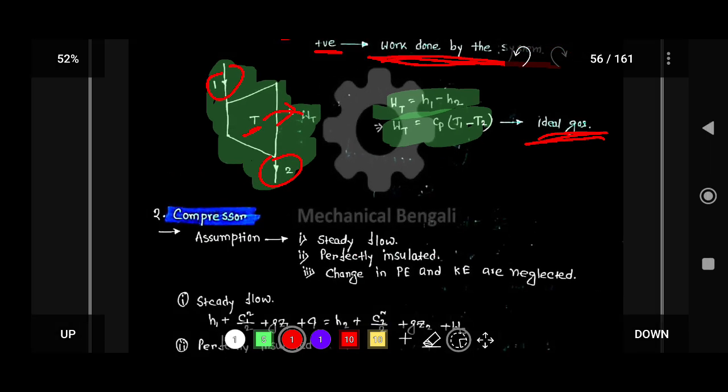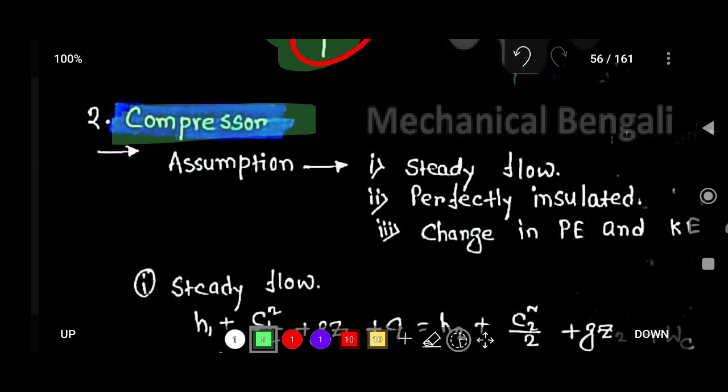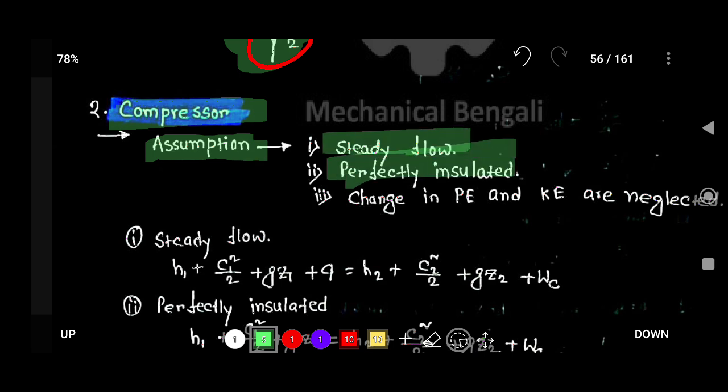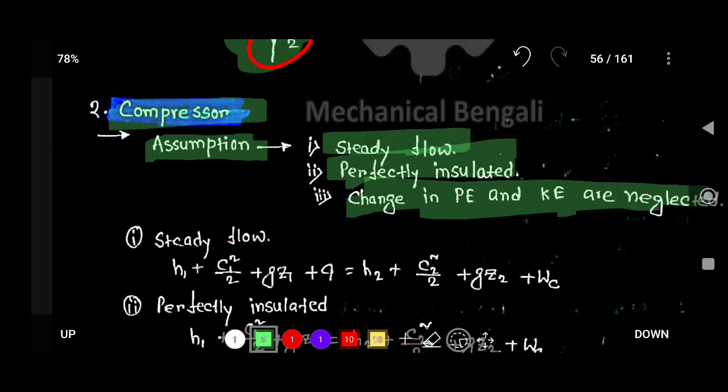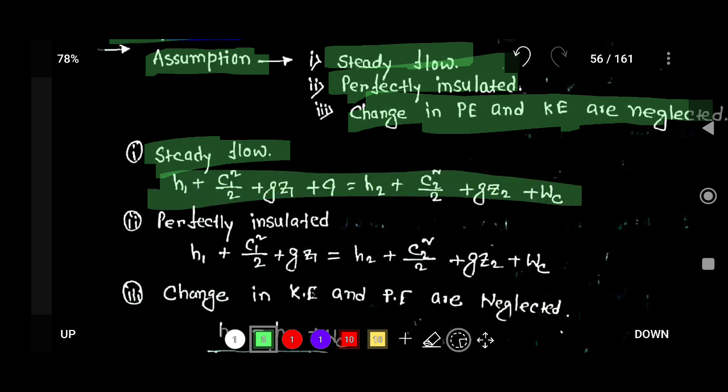Okay, so now focus on the compressor. Just apply the steady flow energy equation on the compressor. For a compressor there are some assumptions: steady flow, perfectly insulated, and change in kinetic energy and potential energy are neglected. That means the same as the turbine. The steady flow energy equation is h1 plus c1 square by 2 plus gz1 plus q equals h2 plus c2 square by 2 plus gz2 plus w of compressor, wc. Now perfectly insulated means the q value is 0.